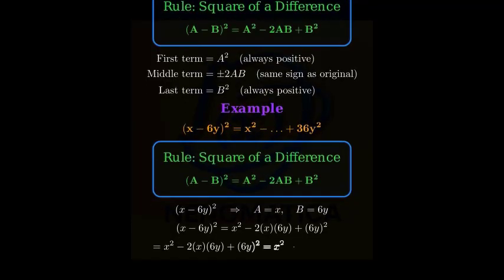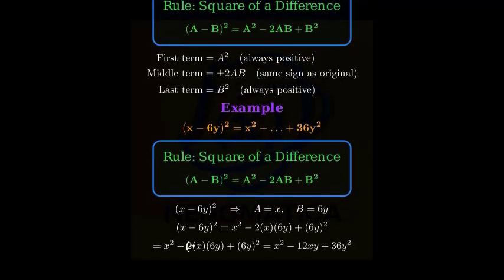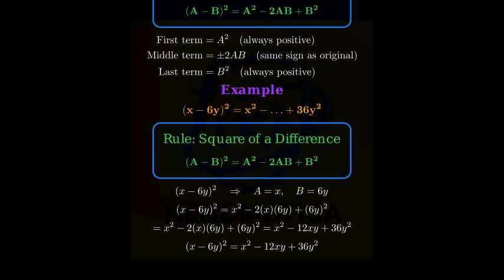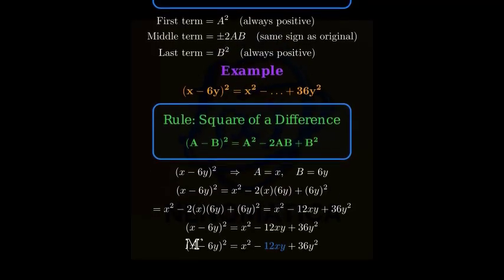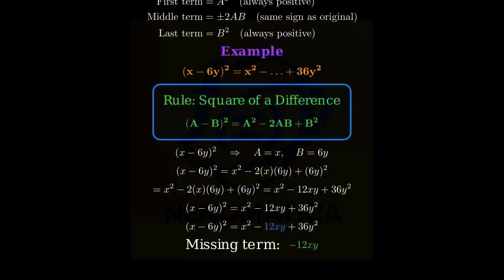We get x squared minus 2 times x times 6y plus (6y) squared. This simplifies to x squared minus 12xy plus 36y squared. So the missing term is negative 12xy. Let's move to our second example.